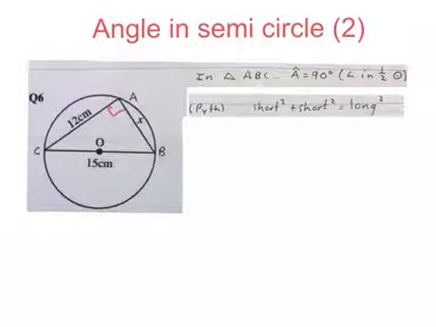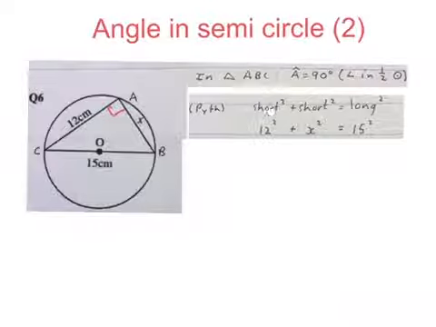Now we can use Pythagoras to work out the length of that side. I made a video called Pythagoras in layman's terms. Look at that if you don't understand. I say short square plus short square is long square. This is the short side, another short side, and the long side. Then we fill in 12 squared plus x squared equals 15 squared. This guy squared plus this guy squared equals this one squared.